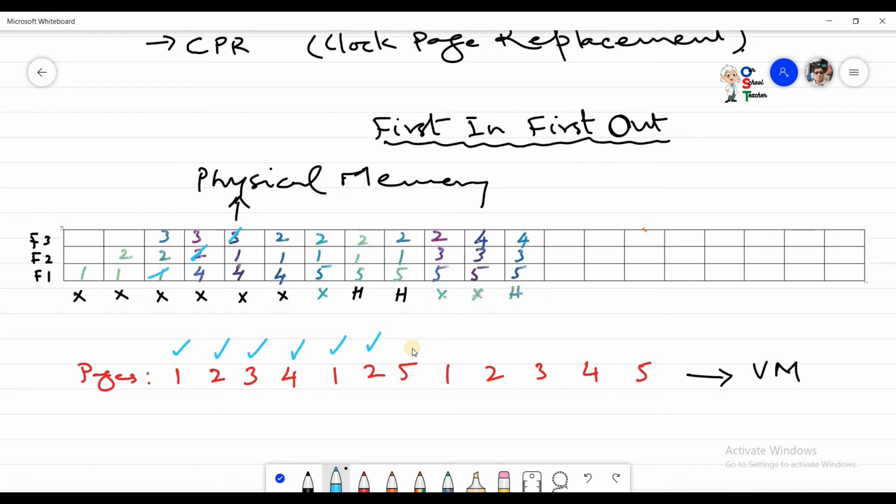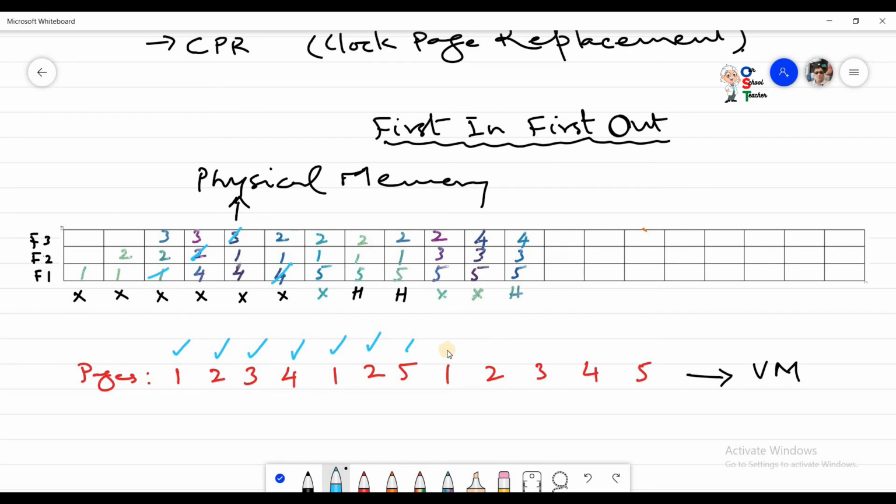After this, page number 5 is required. So in this situation now, the first frame in which we have page number 4, this is the oldest one. So this will be removed, and at this place we will put page number 5. Other frames will remain same.